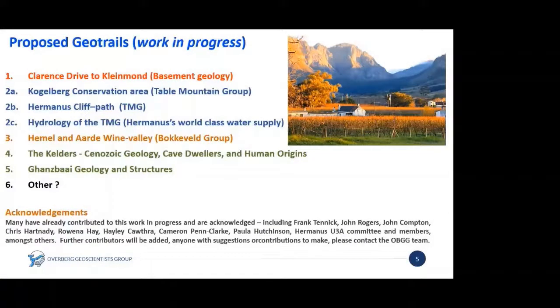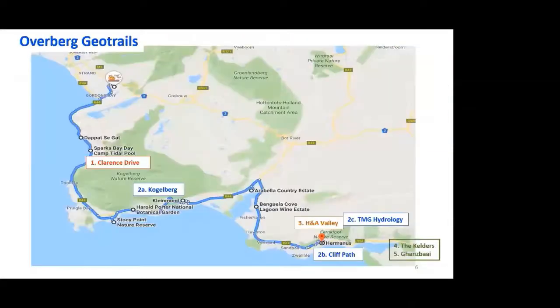And then the last one is just the acknowledgements. As I say, a lot of people have already been very helpful and forthcoming, and we look forward to further interaction with those people, and that list is by no means complete. Okay, and that's just a little map that shows where we've been focusing our efforts. I think you're all familiar with the coast. At Clarence Drive, there's the Kochelberg that you all know, and then obviously there's the focus around Hermanus and then down to the Kelders and Gansbaai.